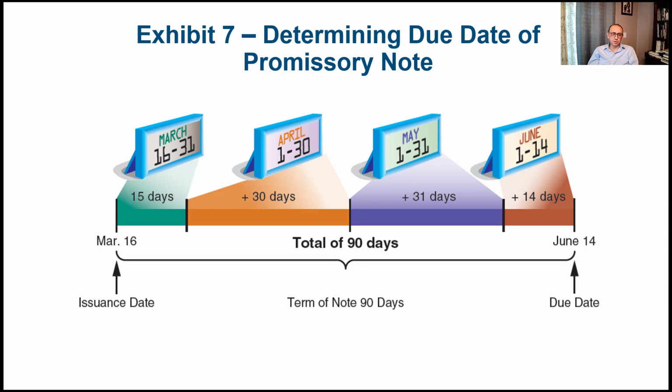Except for February, of course. So for March here, we have 15 days left, and then April, it's one of those, January, February, March, April, it's between the knuckles, so it's only 30 days. So we add 30, that makes it 45 days. And then May, we have 31 days. So the total now would be 76. And we need 14 days out of June to make it 90. So that would make it June 14th.